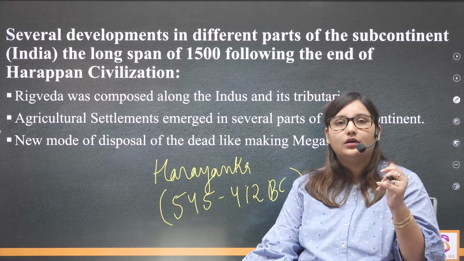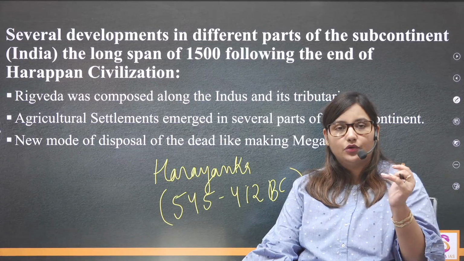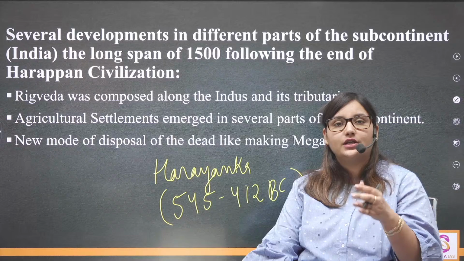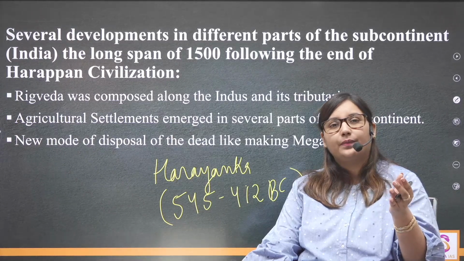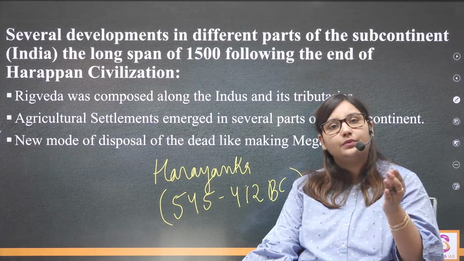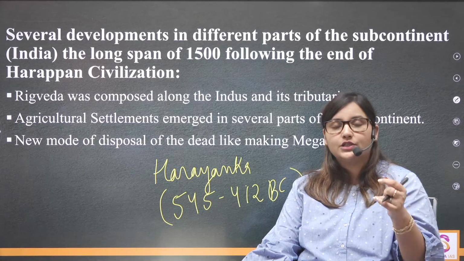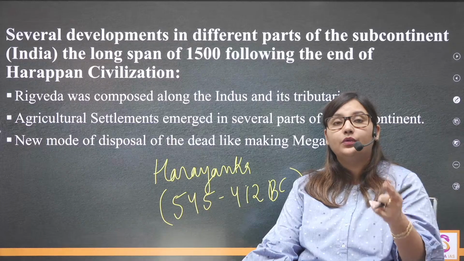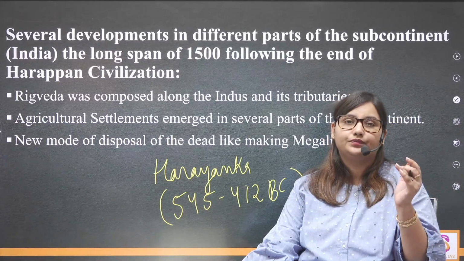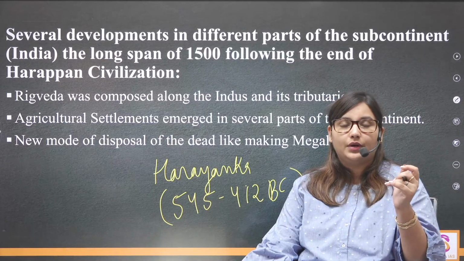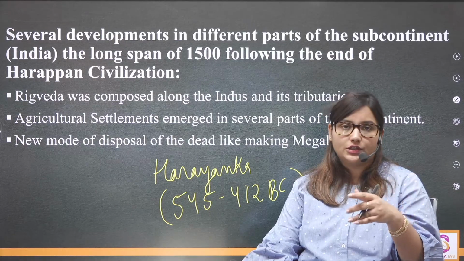Triggering a war between Koshal and Magad, in which Ajatashatru defeated Prasenjit by manipulating his minister.